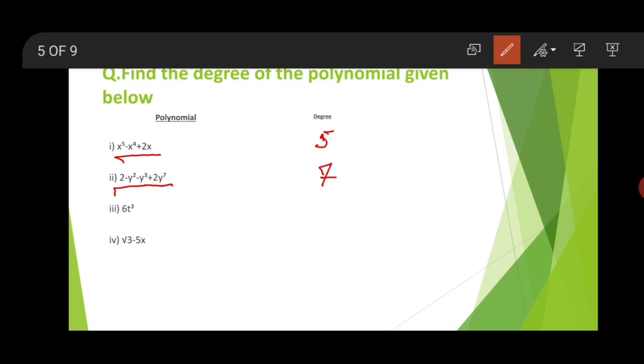You are right. Next, 6t cube is also a polynomial. And what is the degree of the polynomial? Variable is t and its power is 3. So, degree is 3. In the last polynomial, what is the degree? Variable's highest power, here variable is x. Its highest power is 1, x power 1. So the variable's highest power is 1, means degree is 1.